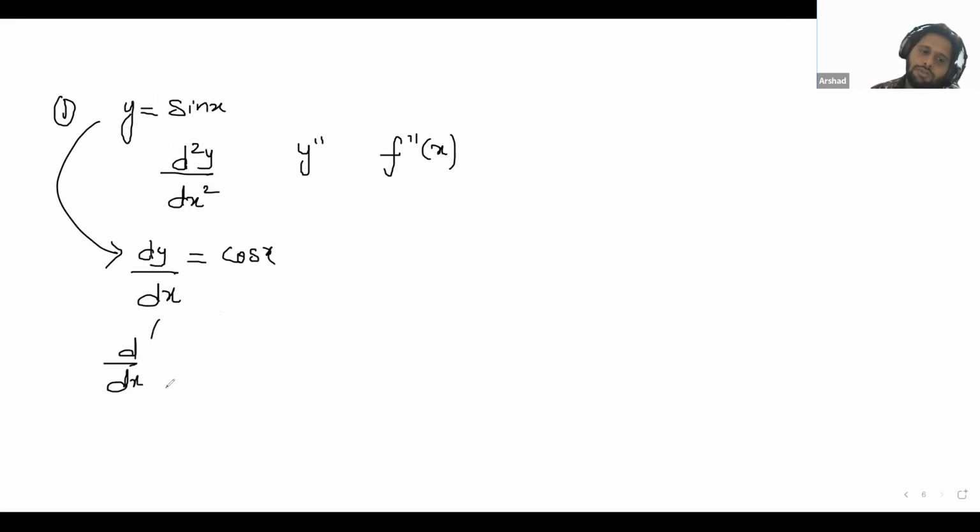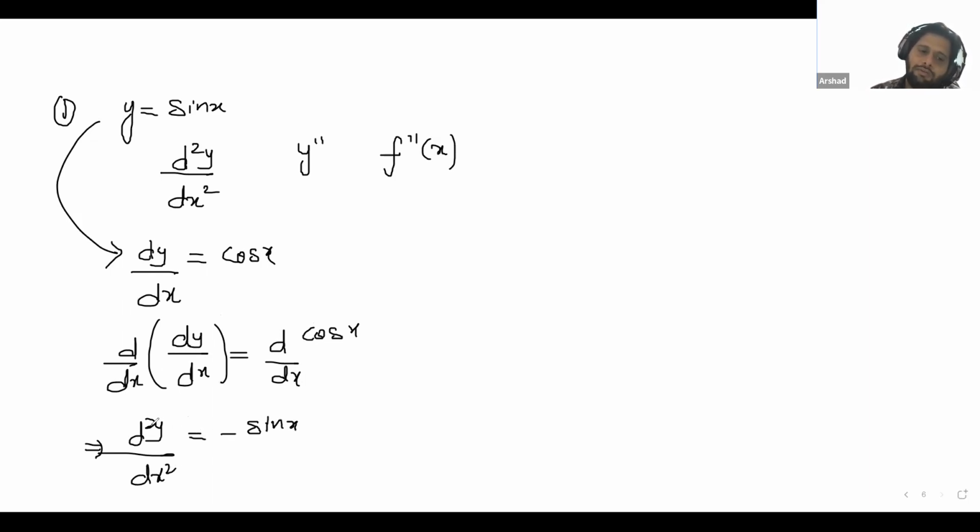We will differentiate this a second time. So d cos x with respect to x, this will become what? d square y by dx square, and this is minus sine. So the second order derivative is denoted by this. And what you need to do is just differentiate the function two times. Sir, we should differentiate the whole function two times? Yes, the whole function two times.